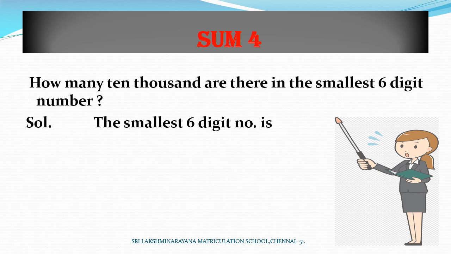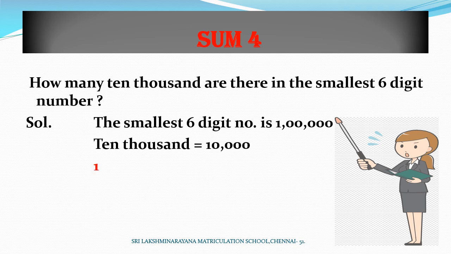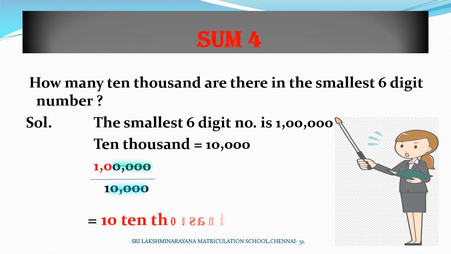1 followed by 5 zeros. Now let us write the 10,000 in numeral. So the 10,000 we have written in numeral. Now we are going to divide these two numbers. Write down these two numbers in fraction. Strike out the number of zeros. 4 zeros from numerator and 4 zeros from denominator get cancelled, and what is remaining? 10. So there are 10,000. How many children? We will move on to our next sum.